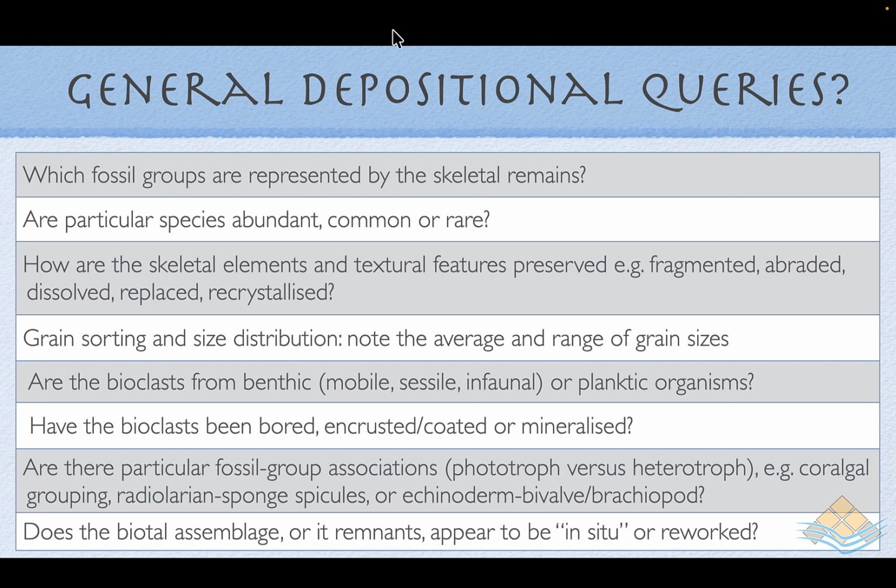whereas sandstones and mudstones, by definition, start to form outside the basin of deposition and then work their way into the depositional environment. The last thing we ask of the carbonate sediment is, depositionally, does the bioassemblage or its remains appear to be in situ? Was this a biocohesive sediment? Was it locked up as it was forming, or is there evidence of reworking?